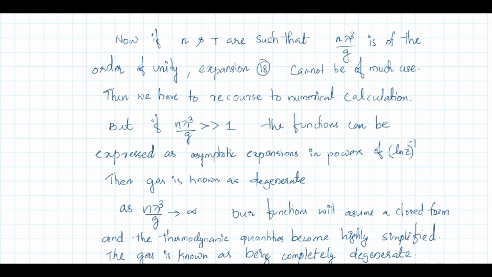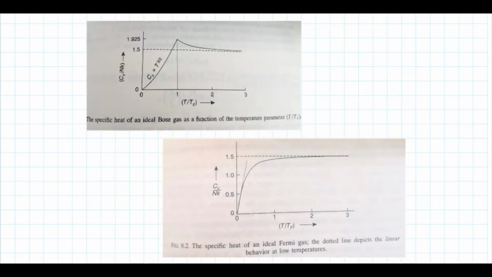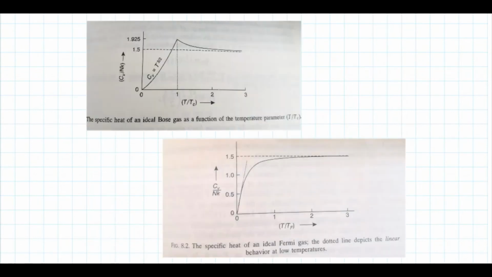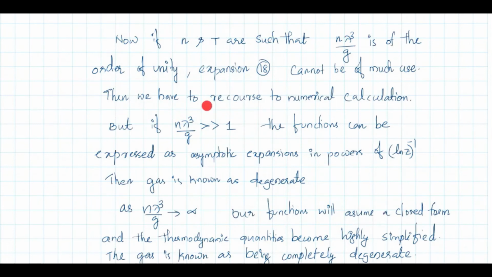Now, suppose n and T are such that nλ³ by g is of the order of unity. Then this expansion will not be useful. If this quantity is very small, we can use this expansion and we can neglect higher order terms. But if this quantity is of the order of unity, we cannot make use of that expansion. Then we have to resort to numerical calculations.